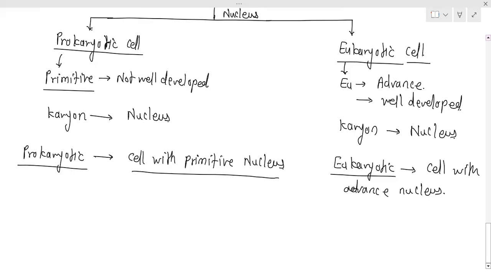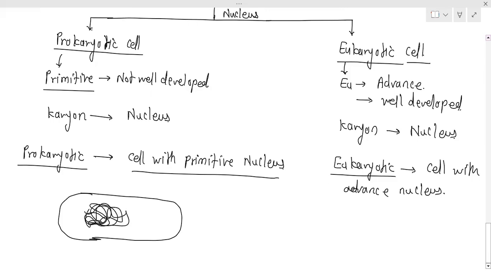So let's talk about what exactly we mean by primitive nucleus and what exactly we mean by advanced nucleus. Now, when I see a prokaryotic cell, try to understand about its nucleus. Suppose this is a prokaryotic cell. A prokaryotic cell doesn't look the same every time; there are different shapes. But suppose this is a prokaryotic cell. Then its DNA, the genetic material, is just an entangled thread-like structure like this, and it is open in the cytoplasm.